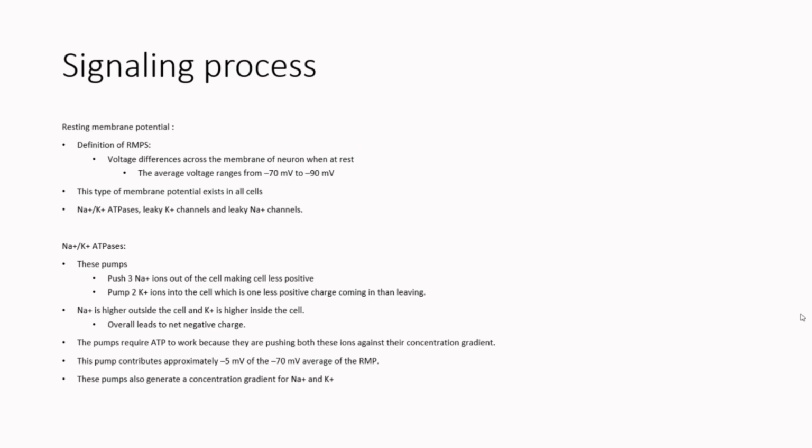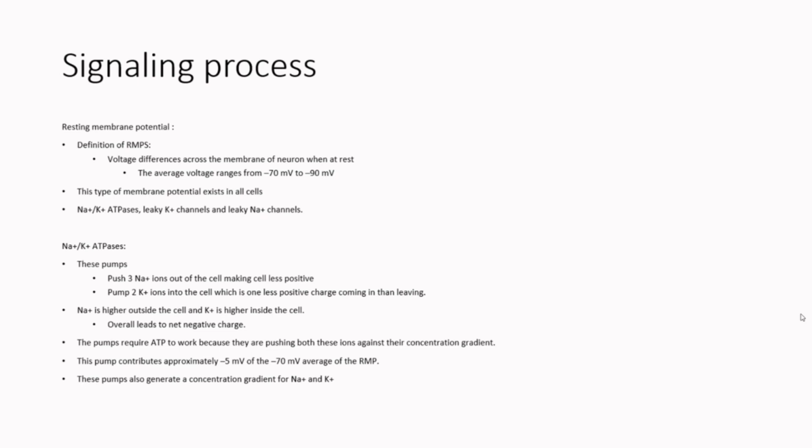Yes, and then we have the last topic, which is the signaling process. And the signaling process consists of three components. We have the resting membrane potential, the graded potentials, and the action potentials. The resting membrane potential is basically when a neuron is at rest, and the average voltage here is around minus 70 millivolts to minus 90 millivolts.